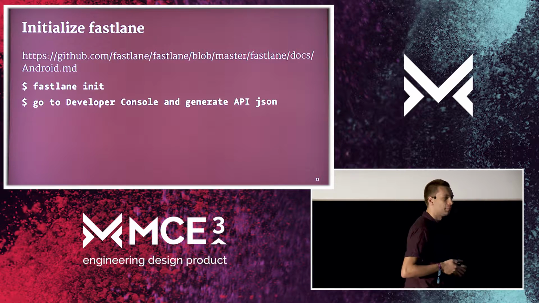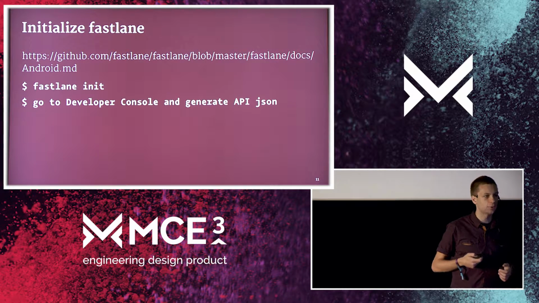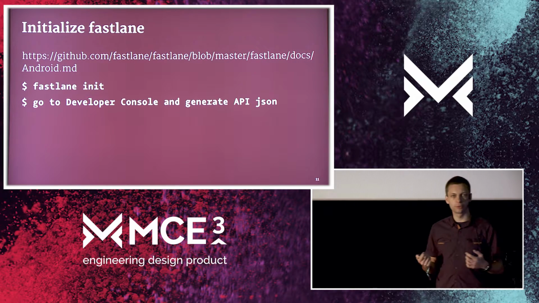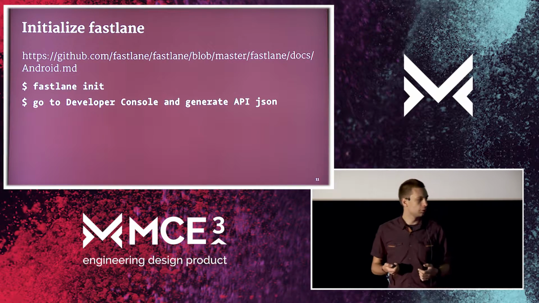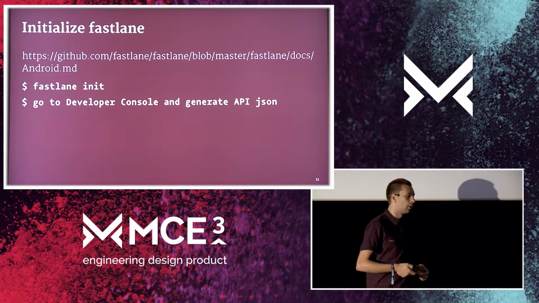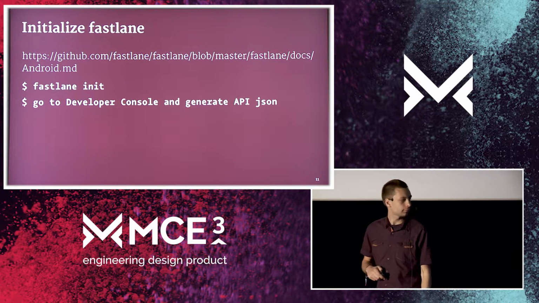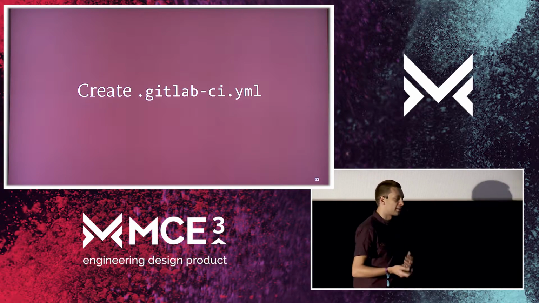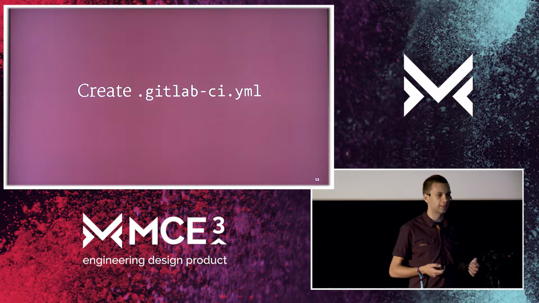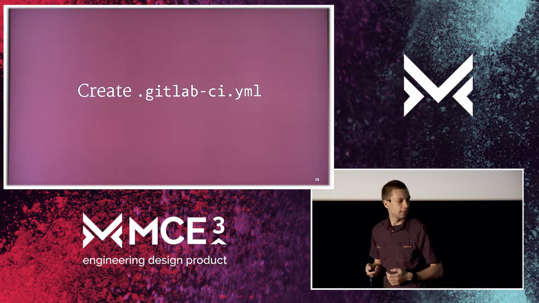It then asks you at some point to go to your Google Play Developer Console and generate API keys to access Google Publishing. If you want to deploy your application, you need to generate this API JSON file and store it somewhere. During the Fastlane init process, you will be asked for this file. These are preliminary steps you need to do for every project, not only those hosted on GitLab CI. Then we need to specify something that describes your process for GitLab CI.